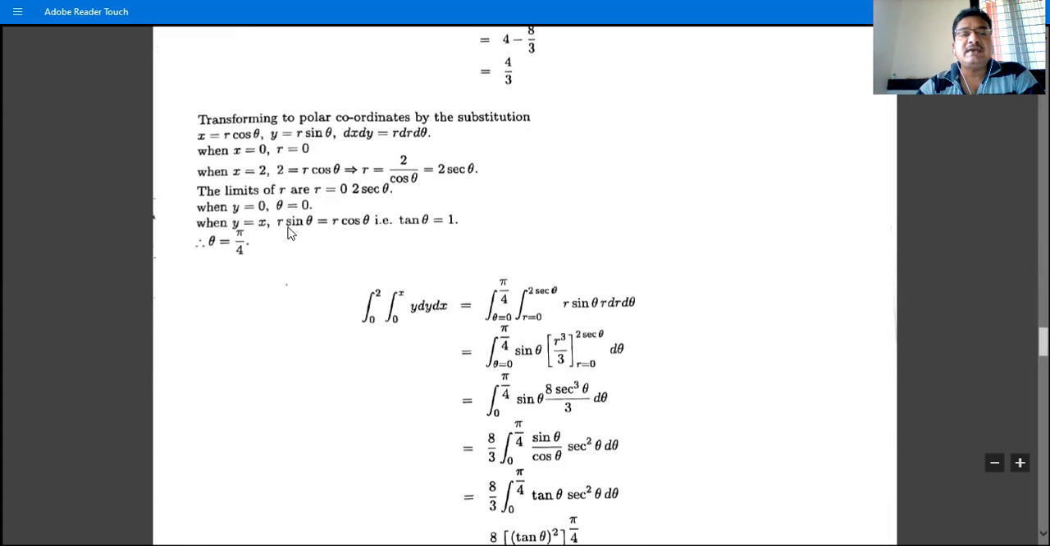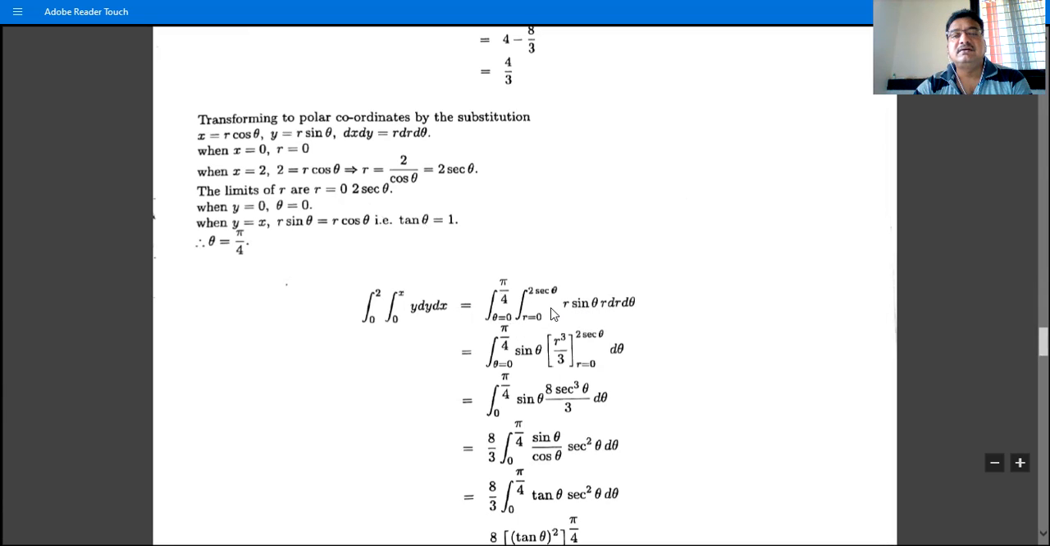And when y is x, then what do we have? r sin theta is equal to r cos theta, so r gets cancelled, sin theta by cos theta, tan theta is 1, it means theta is pi by 4. And so the limits of integration 0 to 2, 0 to x, y dx convert to theta from 0 to pi by 4, because from y equal to x we have theta is pi by 4, and r runs from 0 to 2 sec theta.